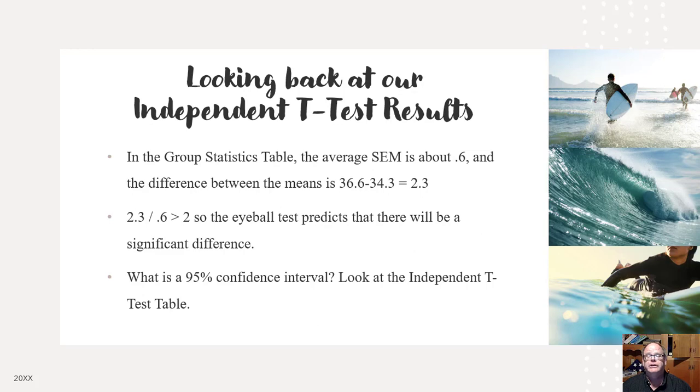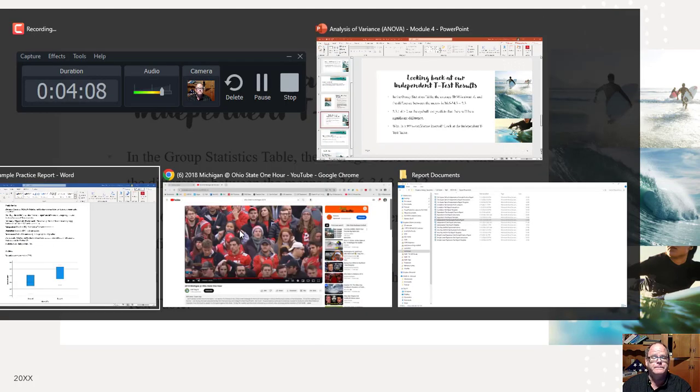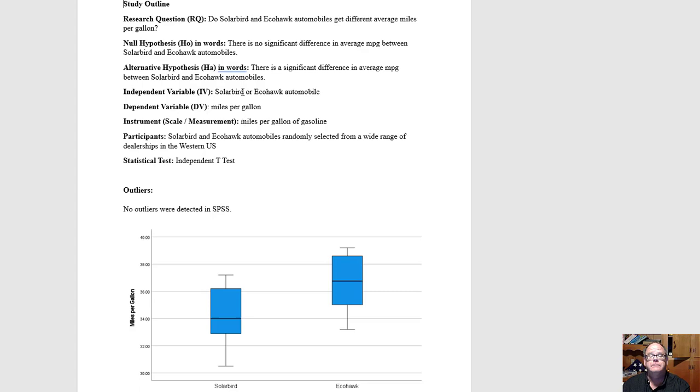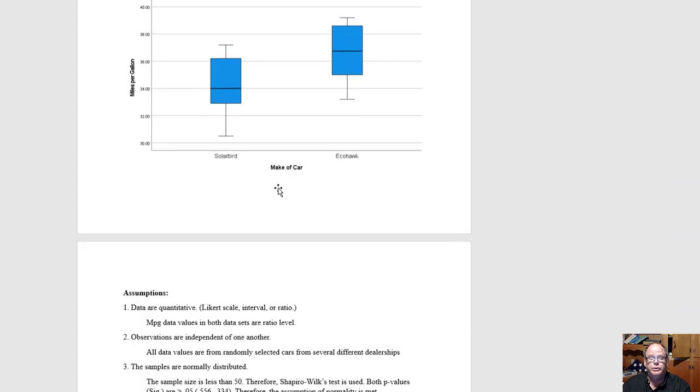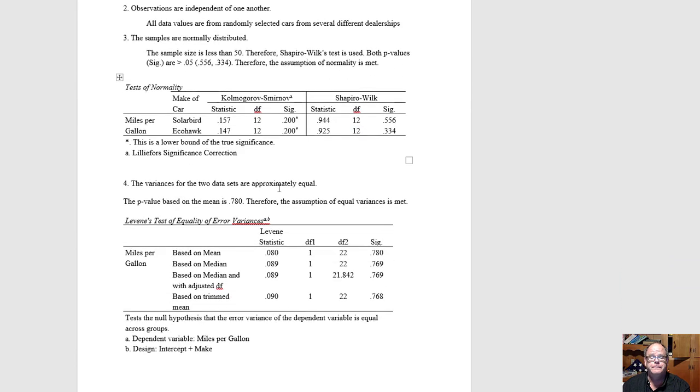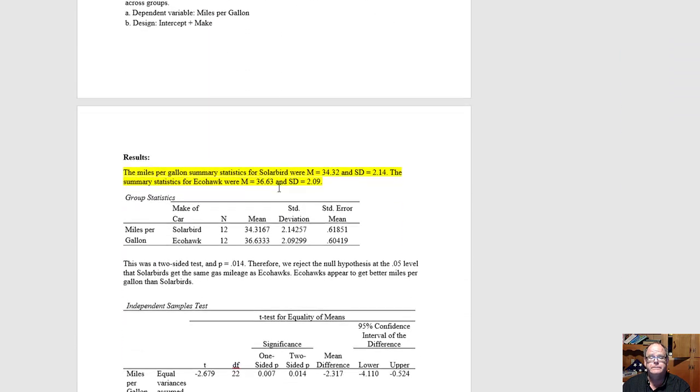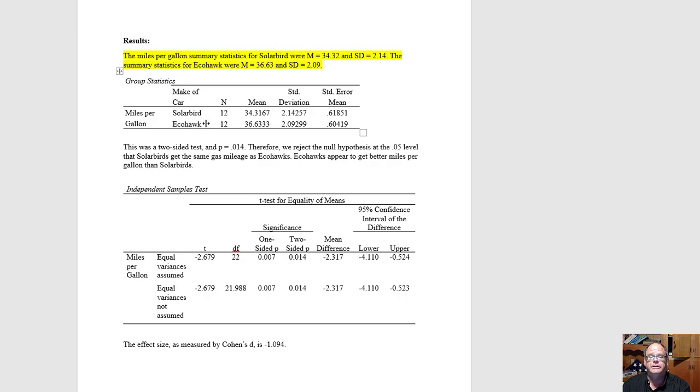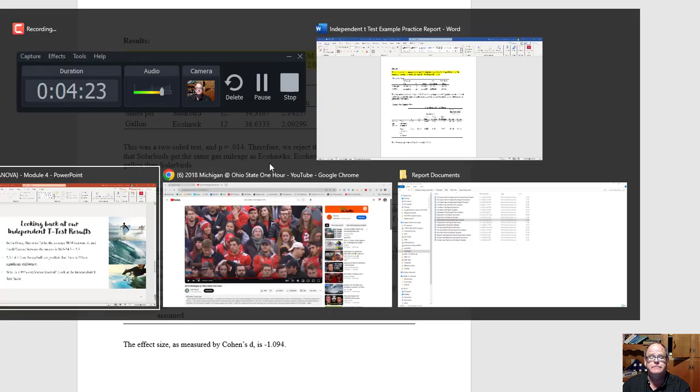All right, so looking back at our independent t-test results. First, the group statistics table. Here's the report. This is our example report. So let's go down to the group statistics table. Here's our group statistics table.